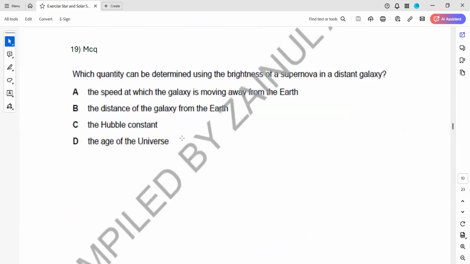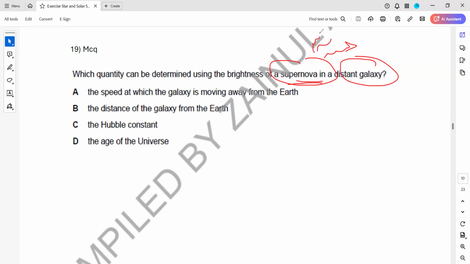Question 19. Which quantity can be determined by using the brightness of a supernova in a distant galaxy? A supernova is an explosion which produces starlight. Using this light, we can work out the Doppler shift, how much the shift occurs.